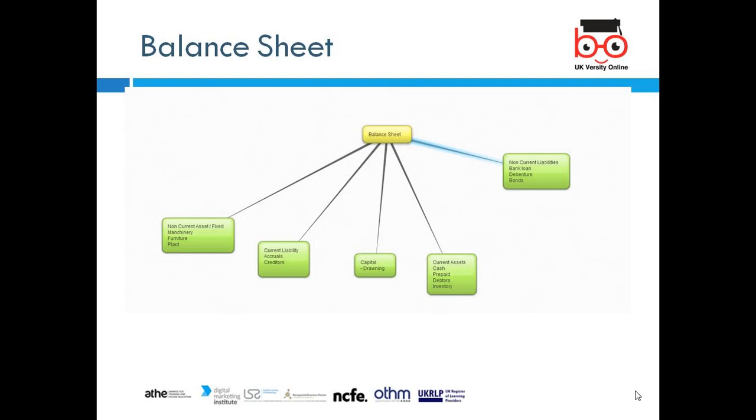Current assets are those we can use within a year, like cash, prepaid, and debtors, meaning the receivable money from customers we sold goods to. Inventory means the closing stock. Inventory is stock. Okay, then we have liabilities. We have two types of liability. Current liability is what we have to pay within 12 months, like accruals.